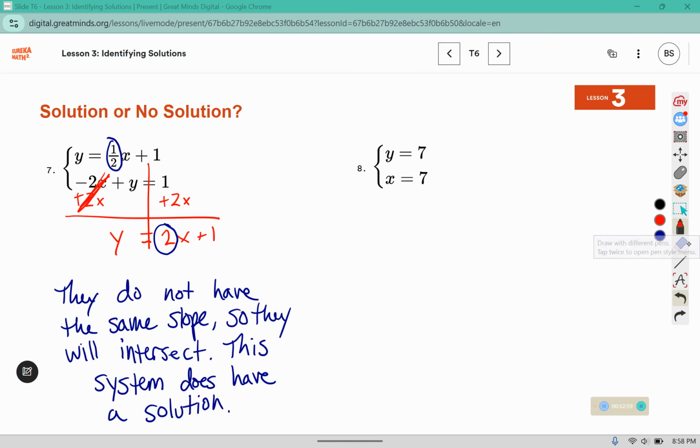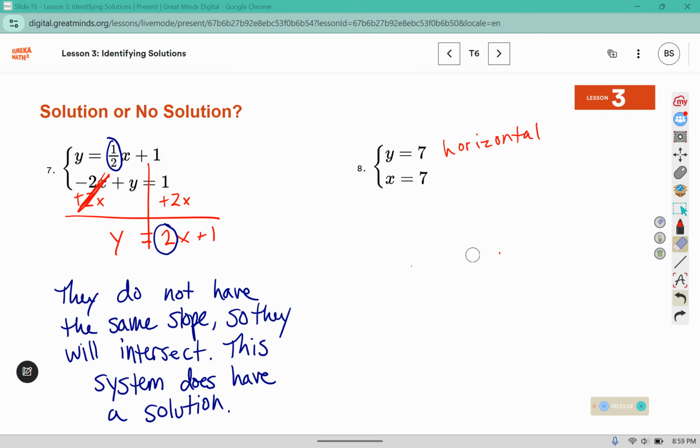If we think back to previous lessons, when we had y equaling a number and x equaling a number, one of these lines was vertical and one of them was horizontal. Y equals 7 is a horizontal line, which has a slope of 0, right? You can think of it as y equals 0x plus 7. So it is a horizontal line.